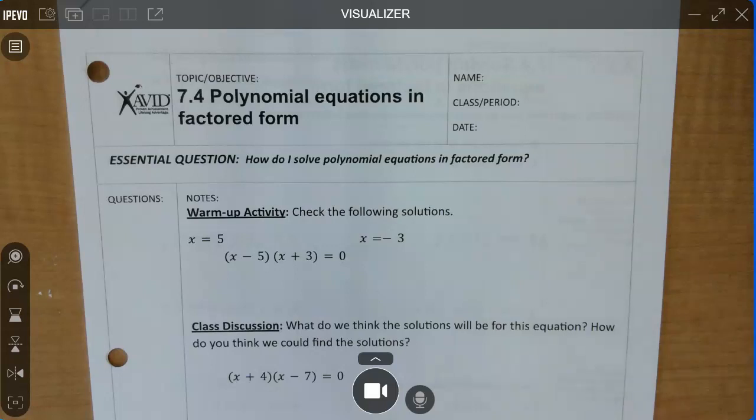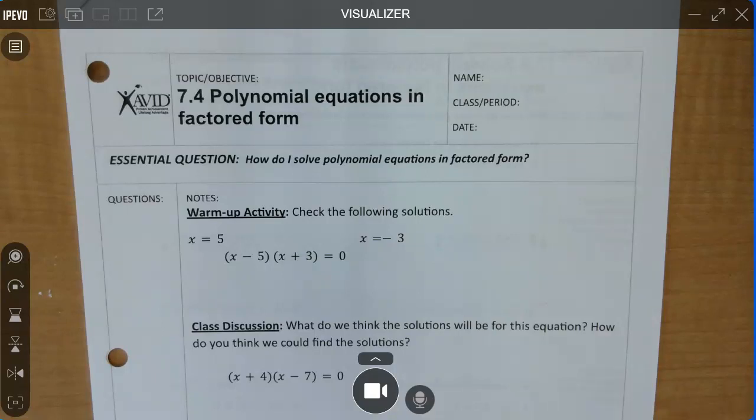And so up to this point, think about where we've been. We have added and subtracted polynomials. We've multiplied polynomials. And we've multiplied special cases of polynomials. What we have yet to do, though, is have a final answer for the value of x. And so today we're going to be looking at equations that must result in an answer of 0.